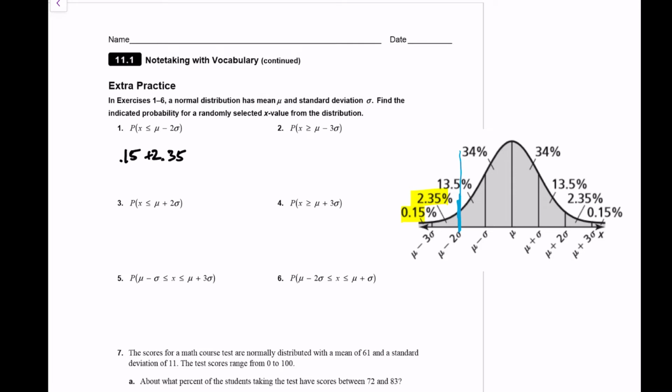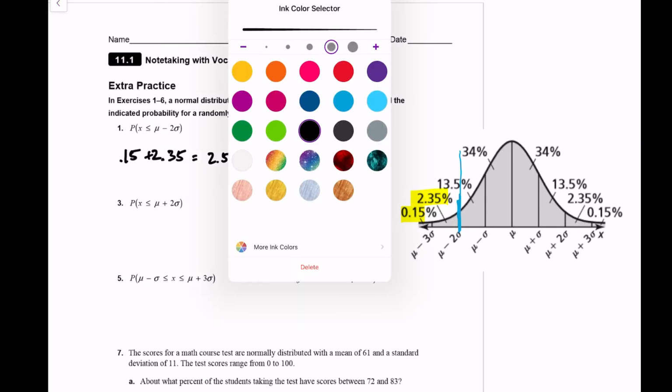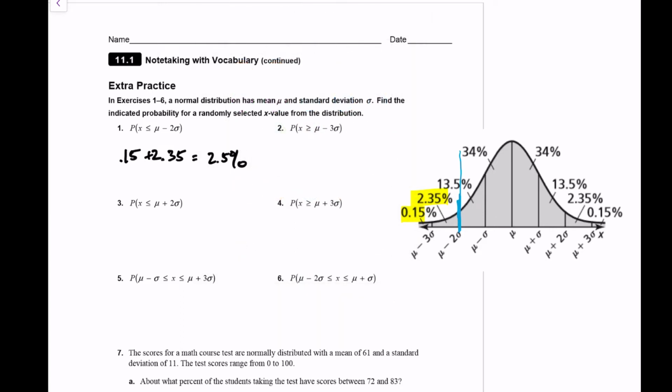And so that is going to be equal to 2.5%. They may ask you to have it as a percentage. You may also need to convert that to a decimal, which is 0.025. And that right there is number 1. Let's take a look at number 2 right here.